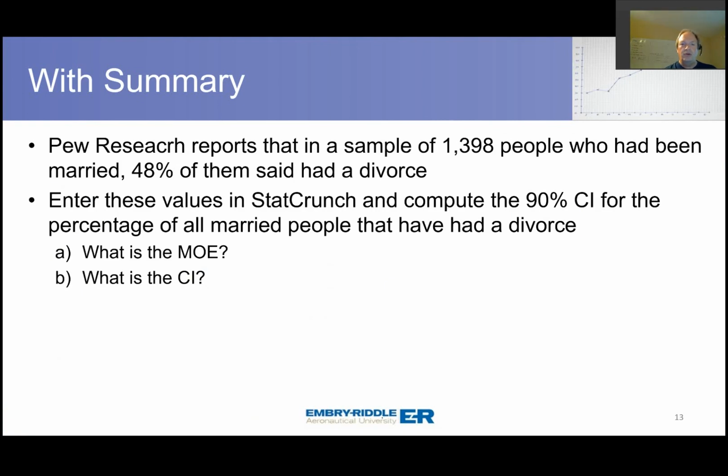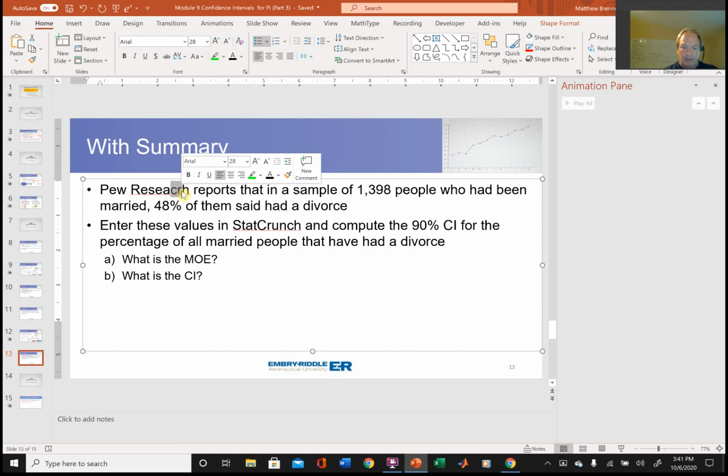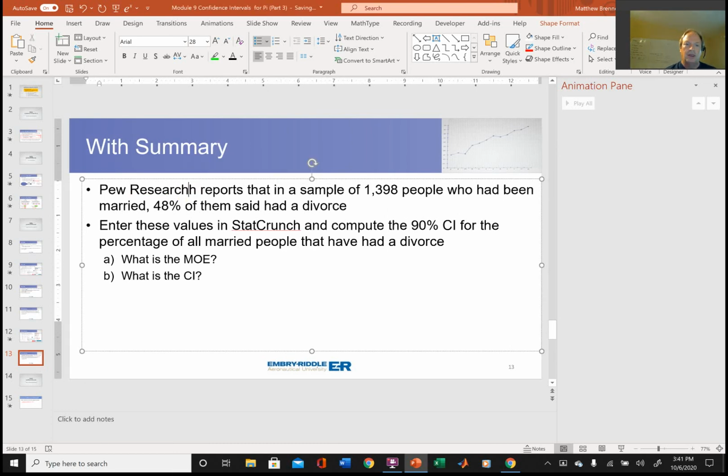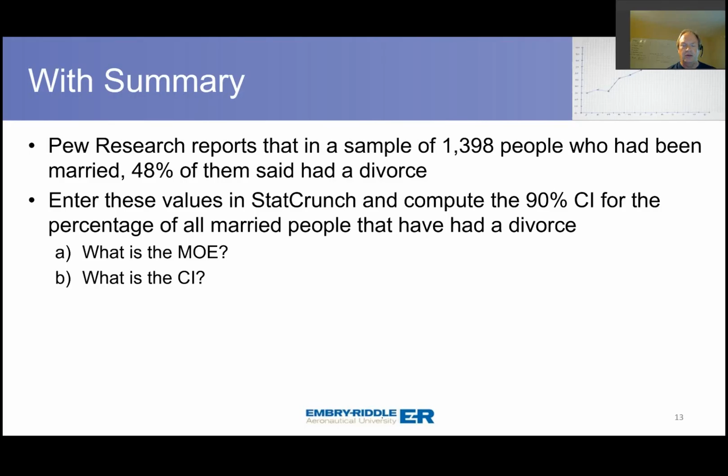So what I want you to do now is to go ahead and compute the confidence interval for this problem. Pew Research reports that in a sample of 1,398 people who had been married previously, it turns out that 48% of them said they had had a divorce. So I want you to go ahead in StatCrunch and compute a 90% confidence interval for the percentage of all married people who have had a divorce. So we want to figure out what is the margin of error and what is the confidence interval. So you can go ahead and do that reading quiz now.